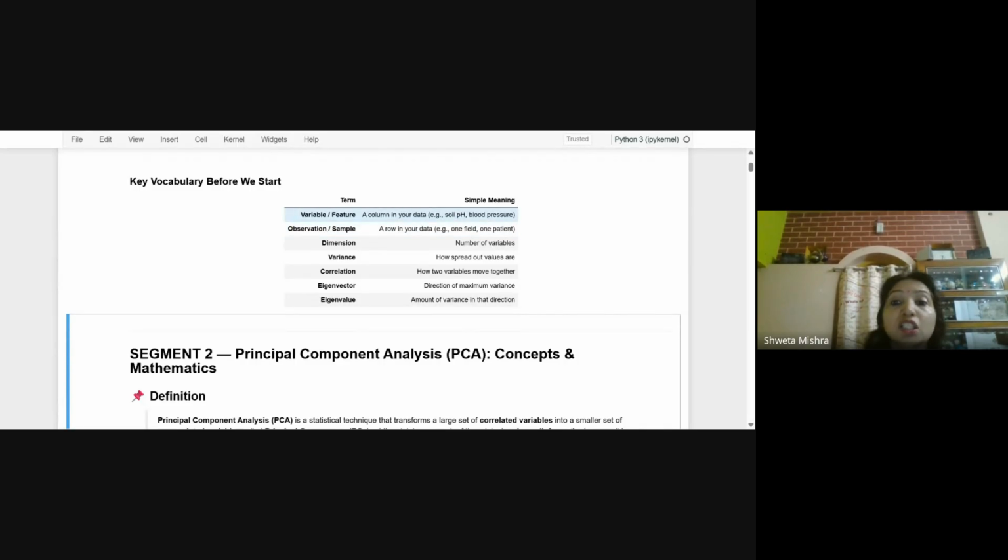Then the dimension is the total number of variables. Then how they are related to each other, that is variance. How they move together, that is correlation. Then we have to understand the direction of maximum variance, that is the eigenvector, and then the eigenvalue, the amount of variation in that direction.